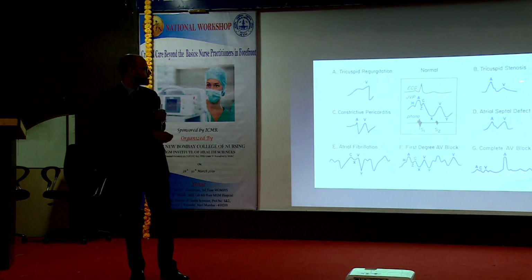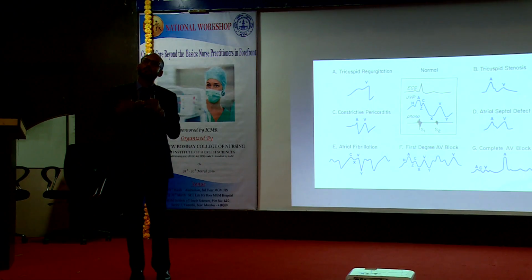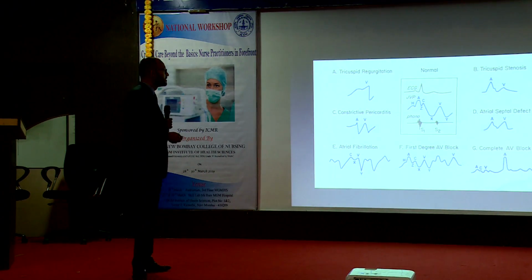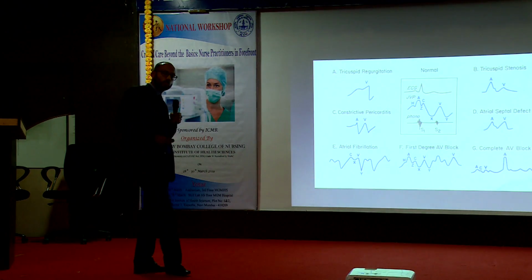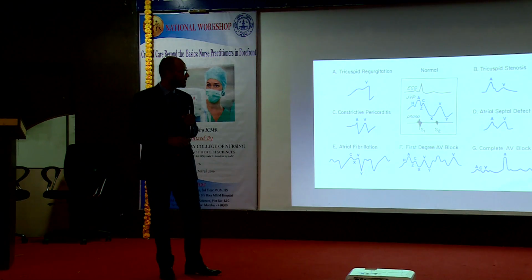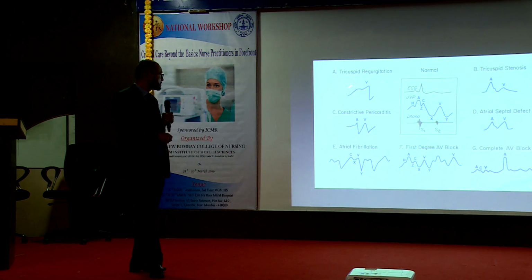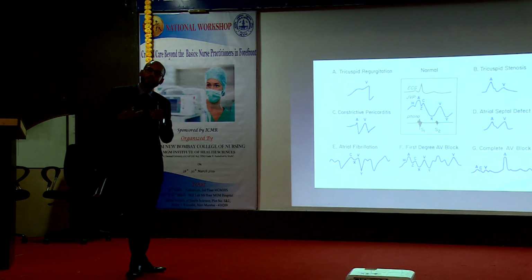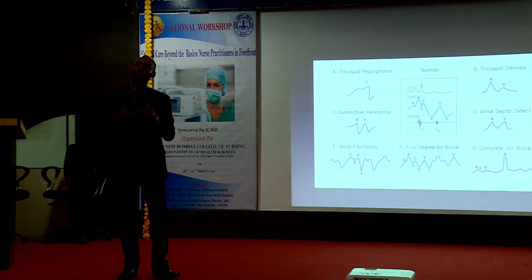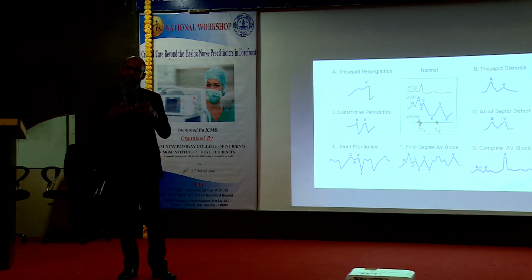What about tricuspid stenosis? Again, tricuspid stenosis is a narrowing in the tricuspid valve. So the A wave will go very high. Okay? What about in tricuspid regurgitation? There is no actual gate over there. So when the ventricle contracts, which is V, suddenly you'll get a big shoot in the pressure there.